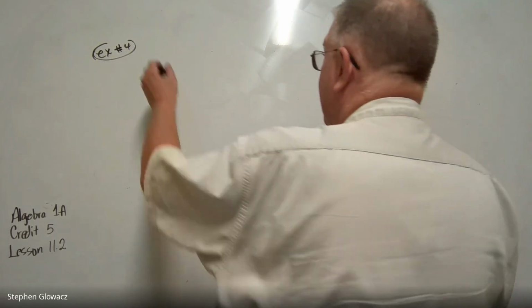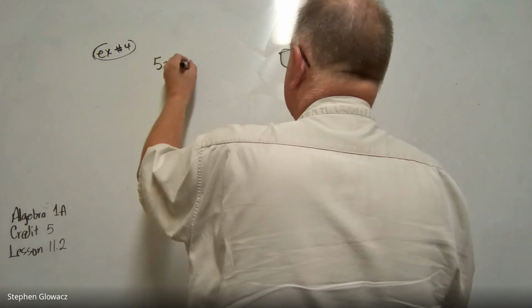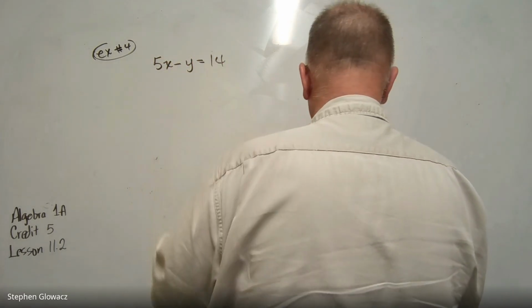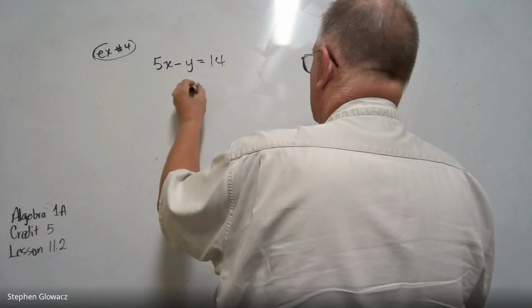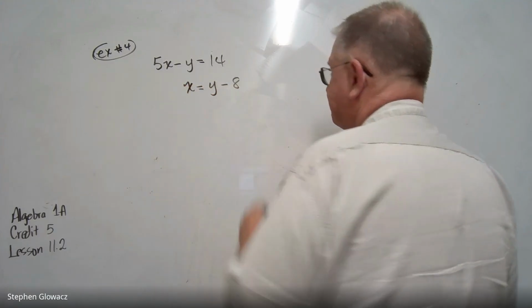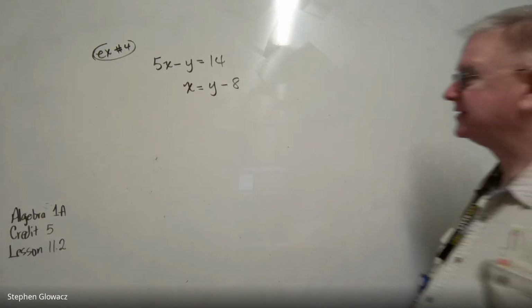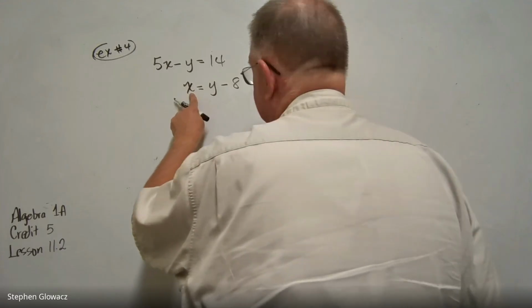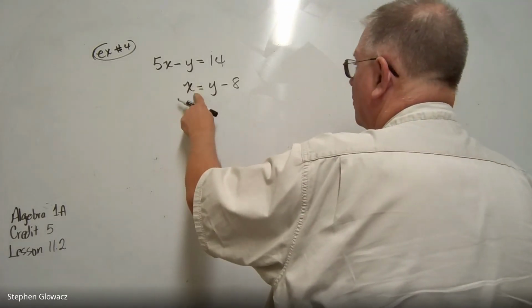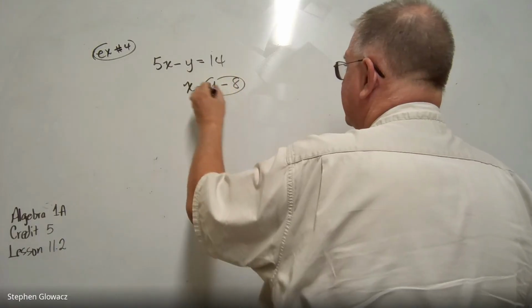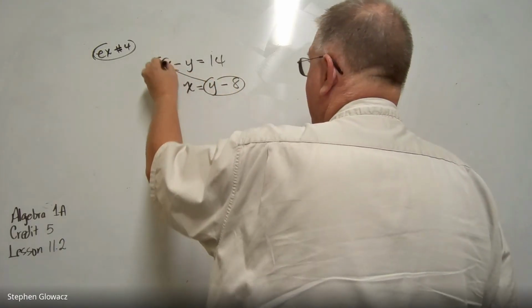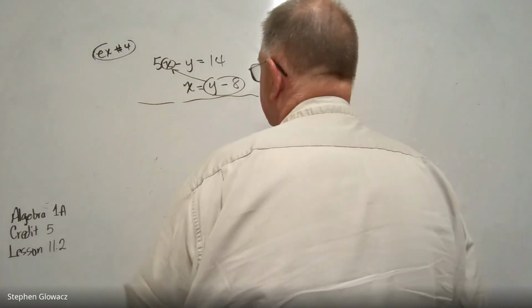All right, so we have 5x minus y equals 14, and then x equals y minus 8. All right, so the variable that is isolated is the x in the second equation. And so we're going to take y minus 8 and substitute that for x in the first equation. So let's go ahead and do that.